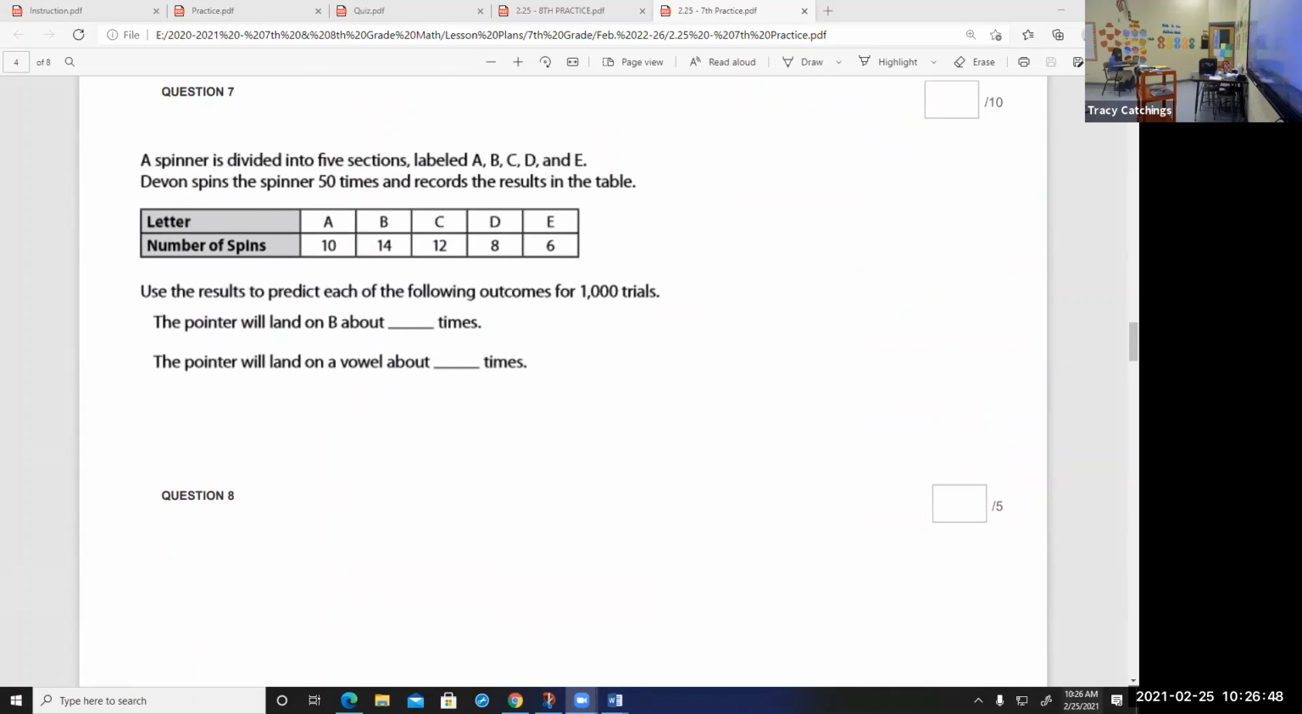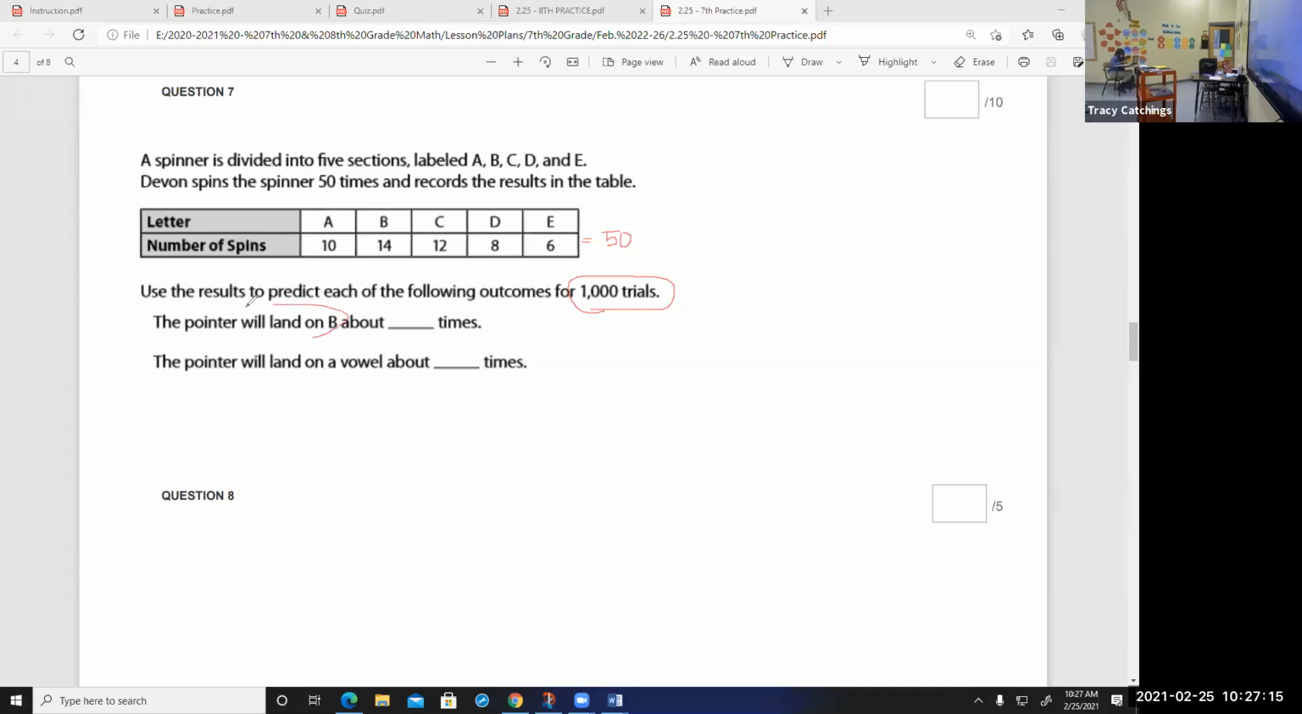All right, somebody read number 7 to us. A star is divided into 5 sections labeled A, B, C, D, and E. The results of 50 spins are recorded in the table. The first thing they asked about was 1,000 times, so let's go ahead and get our total in that table. I hear 50 times.